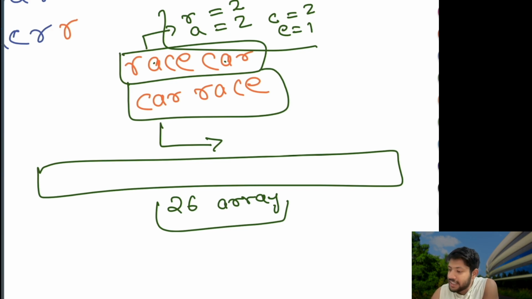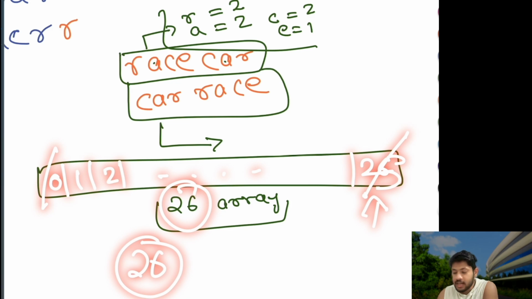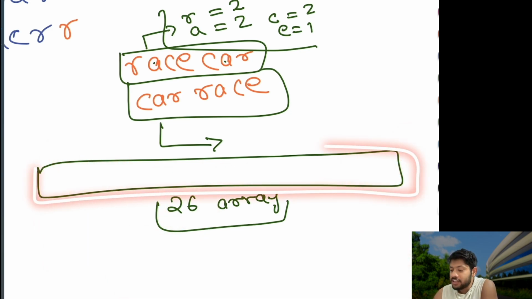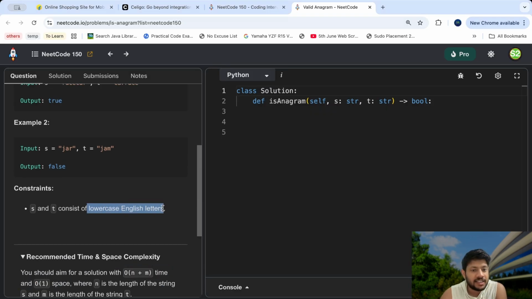Create an array of 26 elements. It will have 0, 1, 2 up to 25. This last one is the 25th index, right? So it will have 26 elements, and the indexes are from 0 to 25. 0 is going to represent A, 1 is going to represent B, 2 is going to represent C, and 25 will represent Z, right? So basically, let's create an array which is going to represent the 26 characters of our alphabet. The question says that the string will only have lowercase English letters, right?